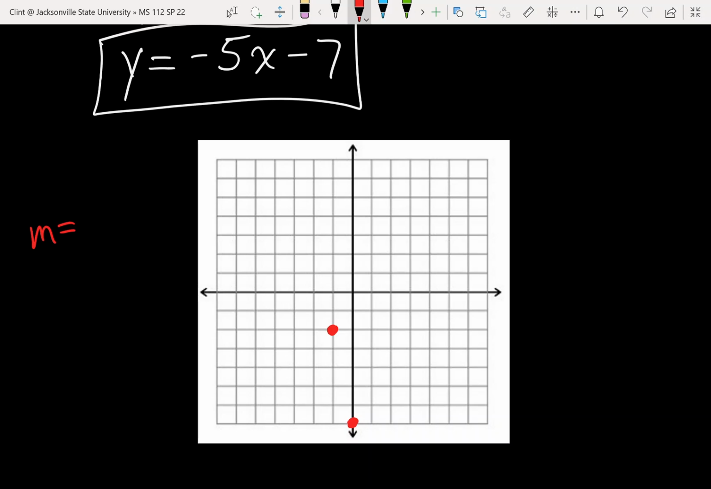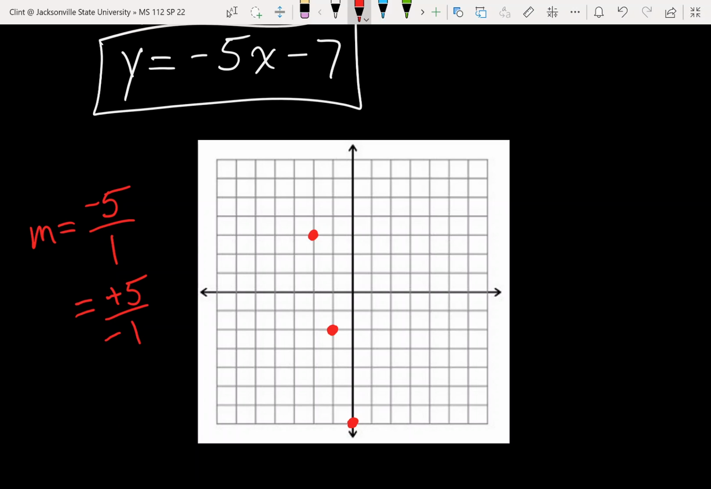What's our slope? Negative 5, or we could write that negative 5 over 1. That means we can go down 5 and to the right 1. Since we're down at the bottom of our graph, we really don't have any room to do that, so we could switch the signs, right? We could go up 5 and to the left 1. That's the same thing. So we go up 1, 2, 3, 4, 5 to the left 1. Get another point on there.